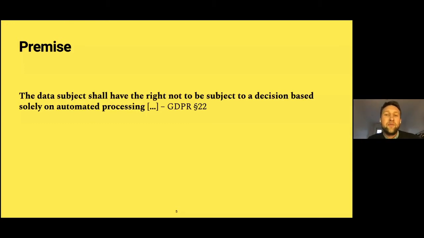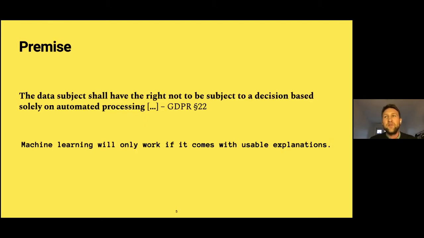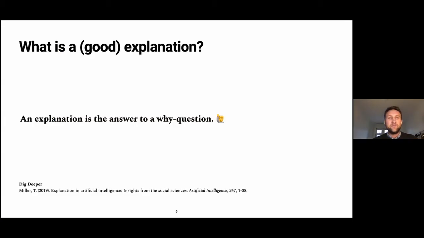And we work on a clear premise here. The data subject shall have the right not to be subject to a decision based solely on automated processing, says the GDPR Article 22, which means, in other words, machine learning will only work if it comes with usable explanations. This means that decisions on diagnosis and therapy must be taken by human physicians, period. That said, we should provide them with the best possible technology to assist professionals with making more informed decisions in the future. So let me unpack this notion for you.